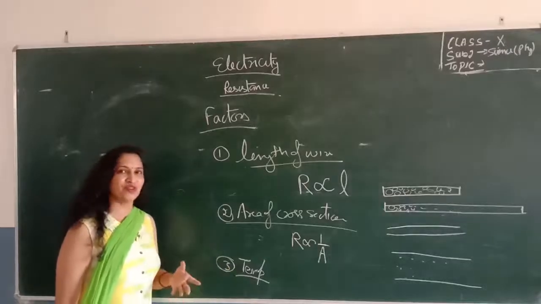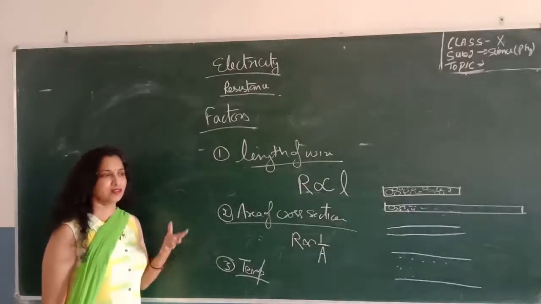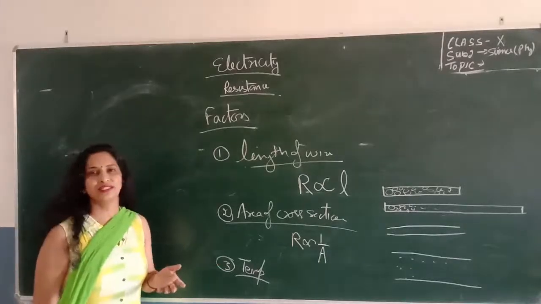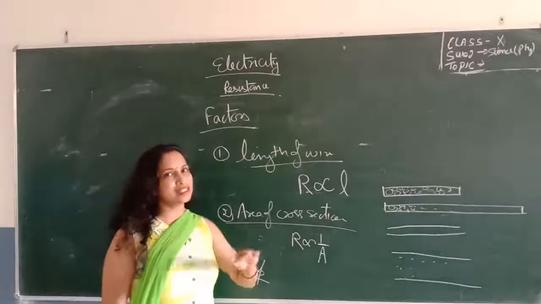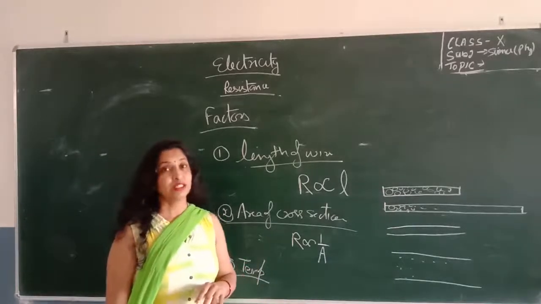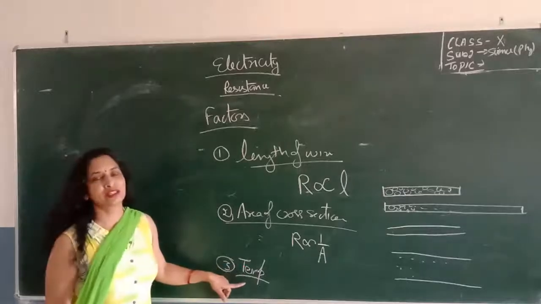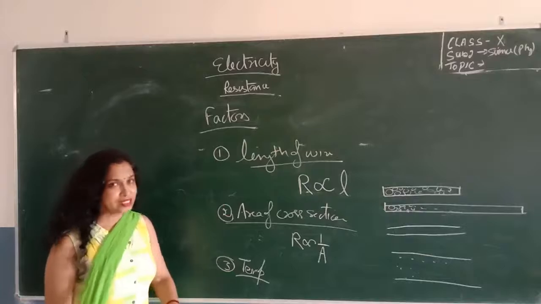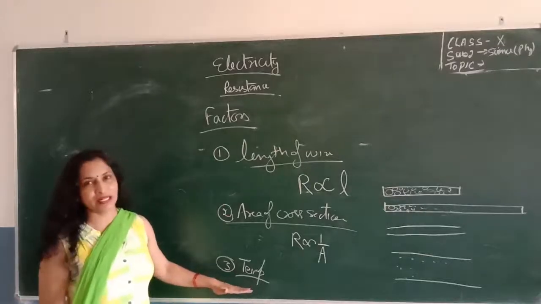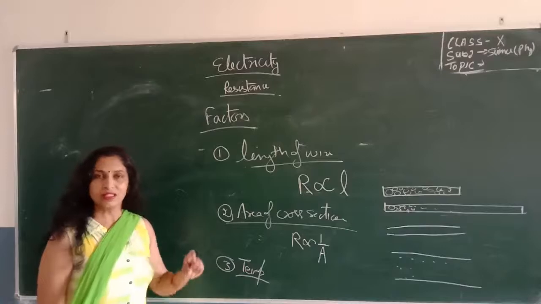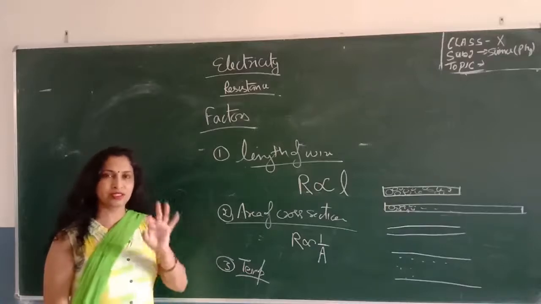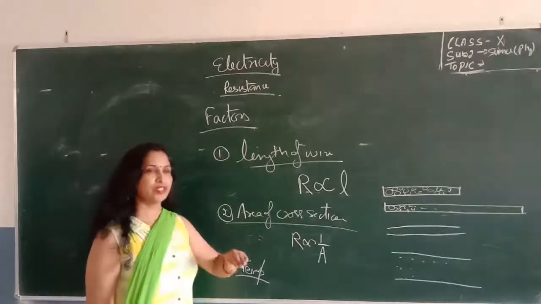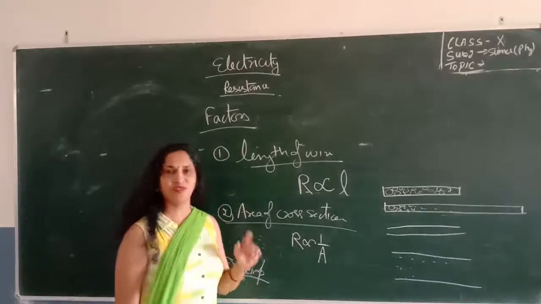But in the case of alloys, we are using alloys now. In the case of alloys, the resistance of the wire does not change on changing the temperature. But on changing the temperature, the resistance of metals changes; it generally increases. So the next factor on which the resistance of the wire depends is the temperature. For metals, by increasing the temperature, the resistance of the wire also increases. But in the case of alloys, the temperature can't change the resistance of a wire.